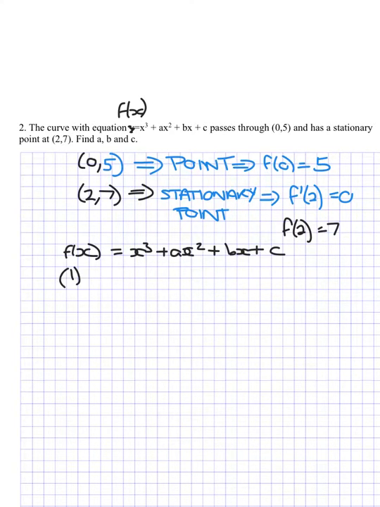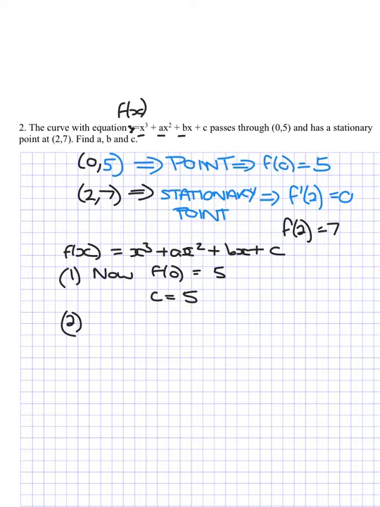So you're going to go, 1: f of 0 equals 5. If f of 0 equals 5, what can you say about the value of c? C is 5, because when we substitute in 0 for x, we get rid of the x cubed term, the ax squared term and the bx term, and we're just left with c. So c must be equal to 5. Brilliant, we've already found one variable.